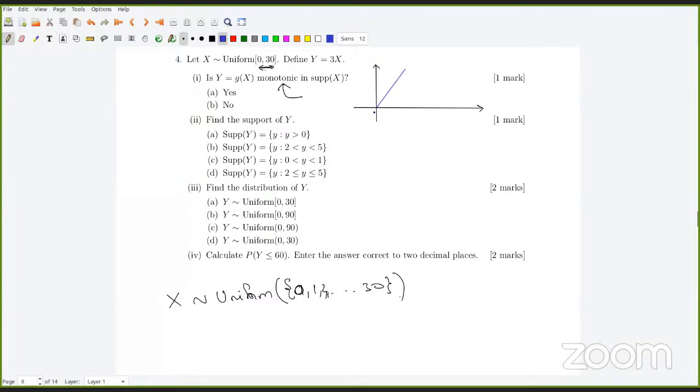This will be from 0 till 30. So this is the y is equal to 3x line. By looking at the graph, this is a straight line with some positive slope. So you can say this is a monotonic function, correct? Yes, sir. So the answer is yes, it is monotonic. The last value of y will be 90.